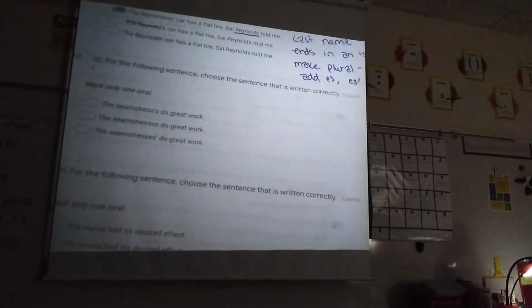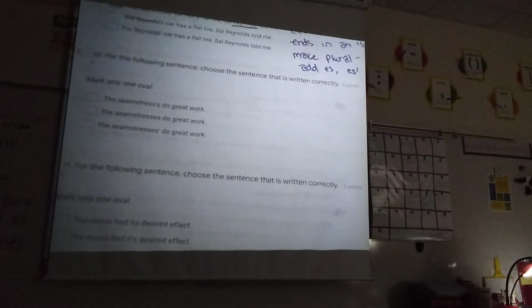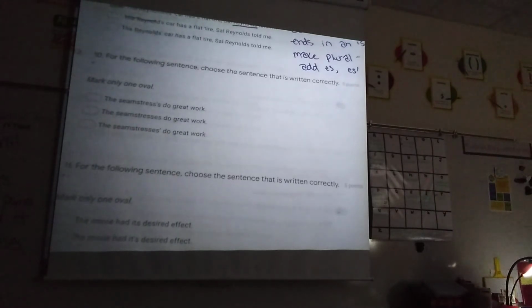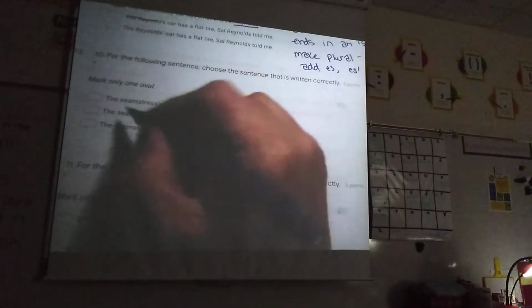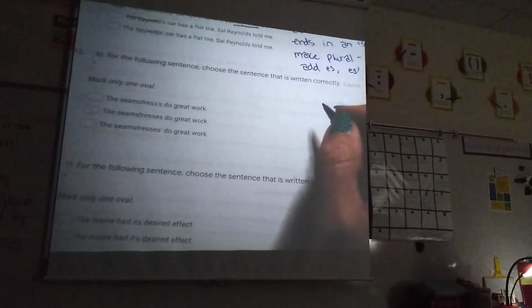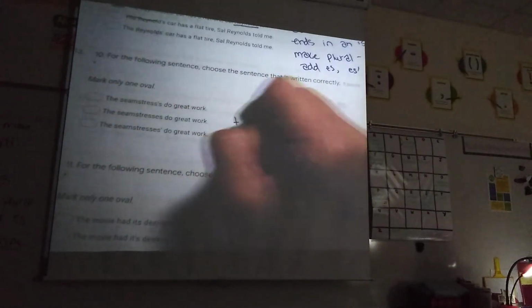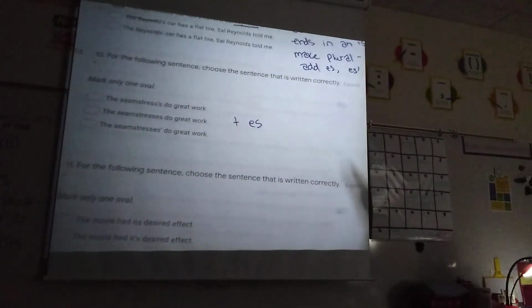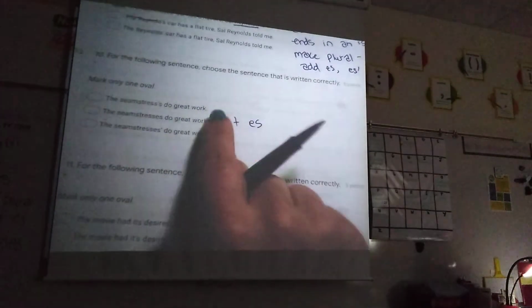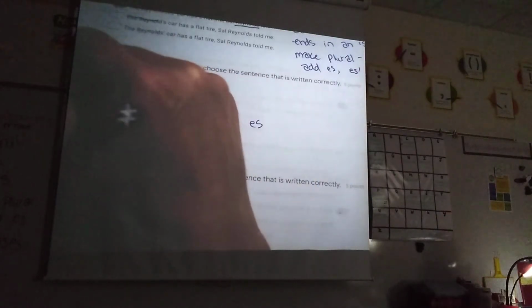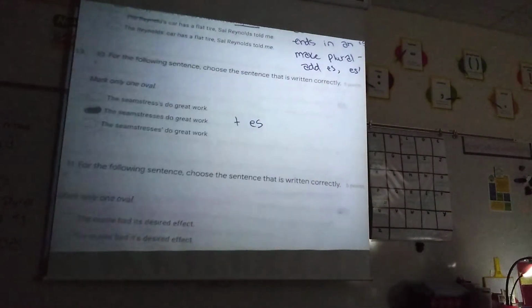Next one, the seamstresses do great work. Well, a seamstress is someone who sews, and in this sentence, we're not talking about specifically exactly these certain seamstresses. We're talking about seamstresses, more than one. So when we have a noun that ends in an S and we want to make it plural, we just add the ES. So for here, we would have to just find the word seamstress and add the plural to it, which would be ES. And therefore, our second response would be the answer. We're just adding the ES.